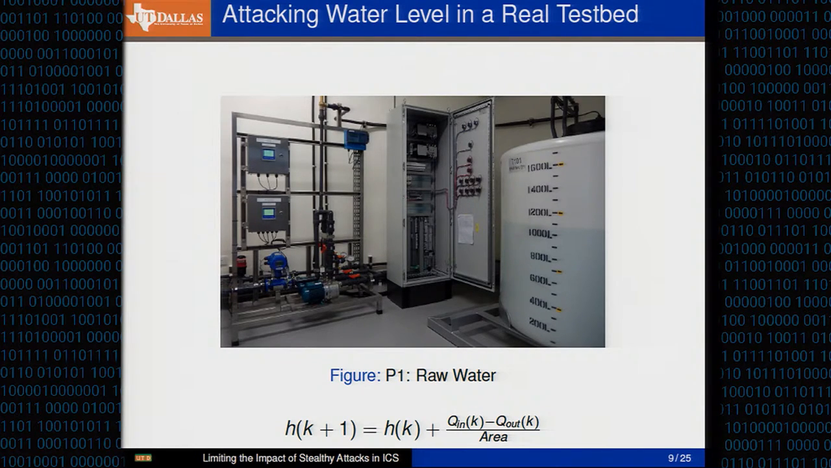And this kind of tank can be easily modeled using just a very simple model. In this case, we know that the next water level is given by the current level of the water plus the difference between the water that is coming in minus the water that is coming out. So it's just like a balance equation. And using this model, we can obtain a prediction of how the water should behave.